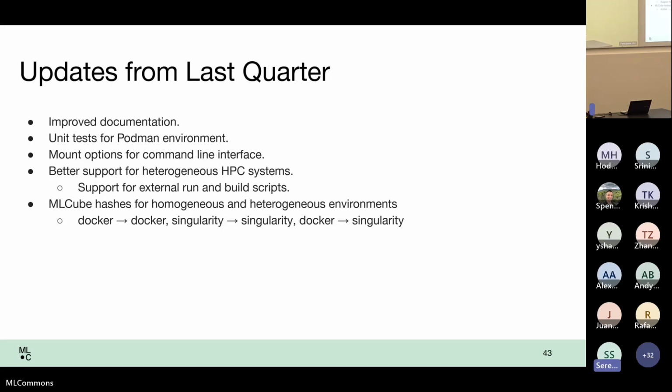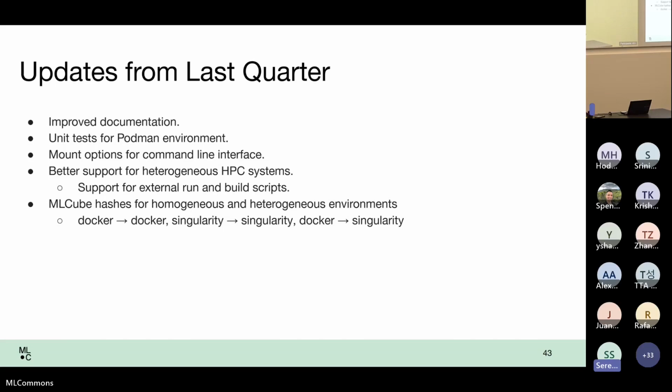We've introduced several new options to the CLI interface. In particular, users can now provide their specific mount options for file system artifacts so that they don't accidentally change files, for instance, input files and folders. We have a bit better support for heterogeneous HPC systems.